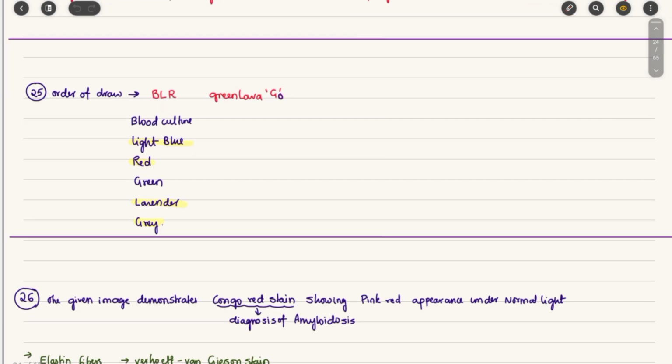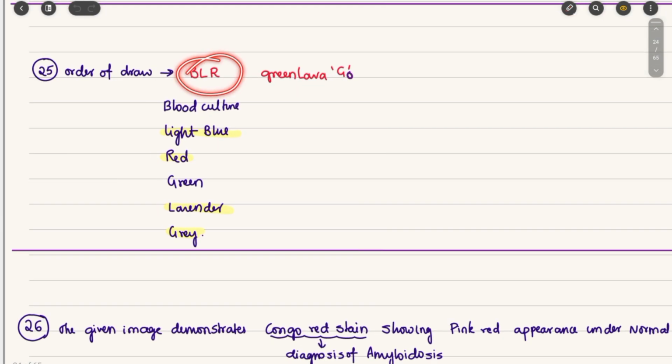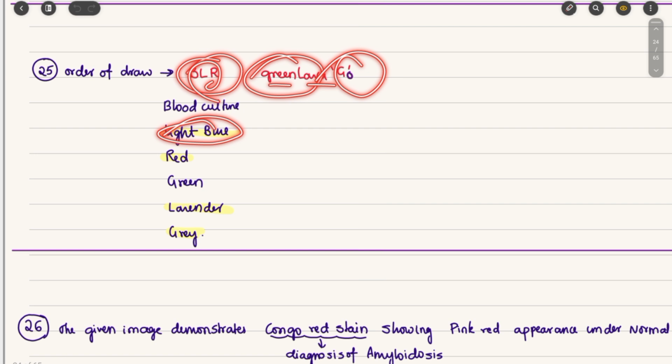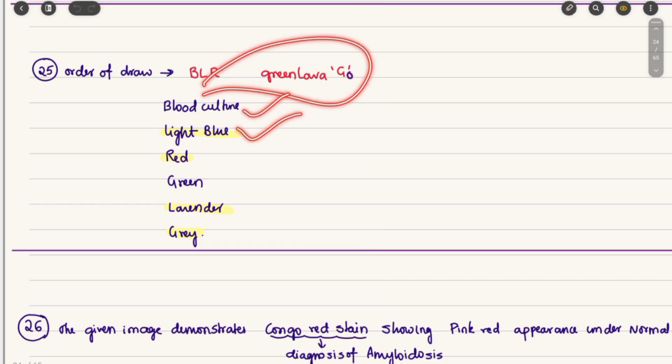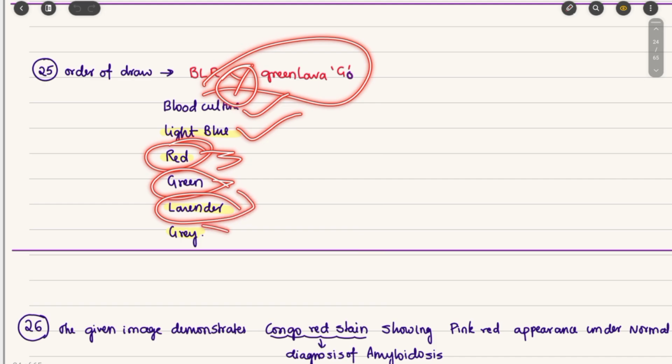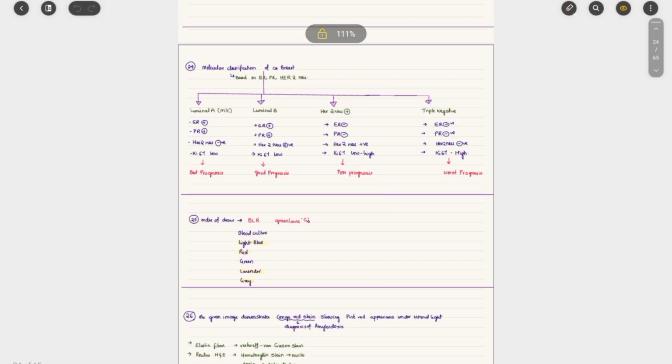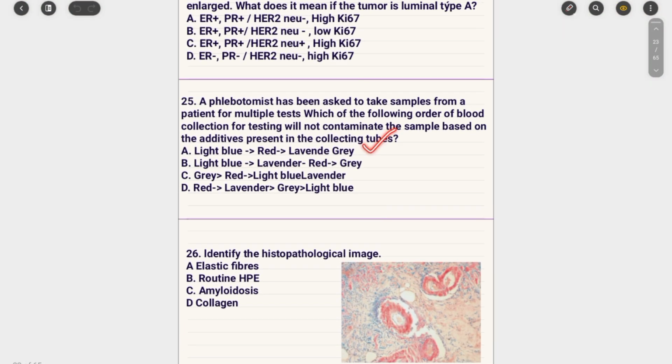I'll show you. The order is BLR, green lava go, or you can remember green light also, but here you should not confuse L. So green lava go is also one of the tunes. If you repeat this five times, you will remember it. Blood culture, light blue, red, then Y, yellow, can come after red. Then green, then lavender, go, that is gray. Okay, the answer is A option.